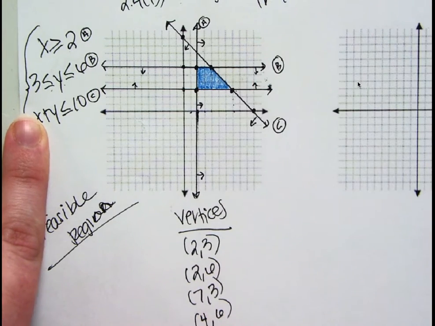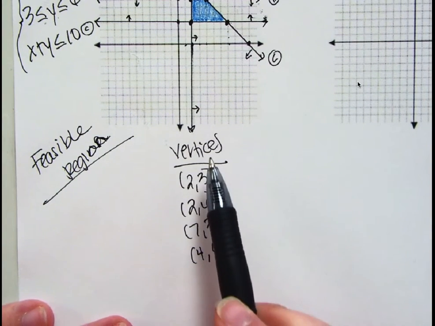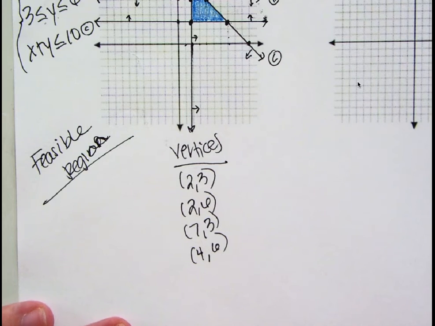Yep, that's it. So we have identified and represented the feasible region graphically, and we've also identified the vertices of our system. All right, thanks.